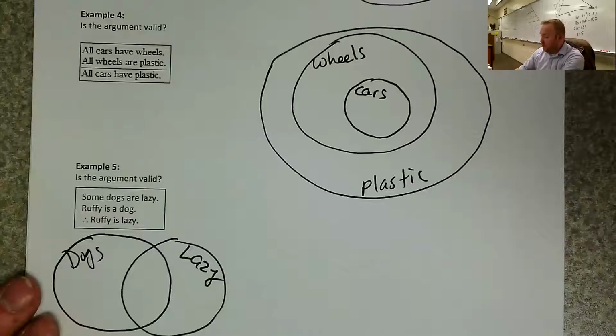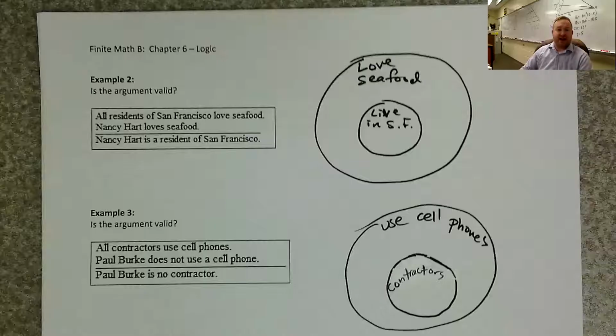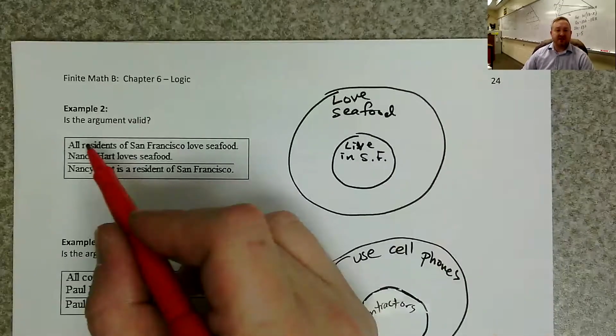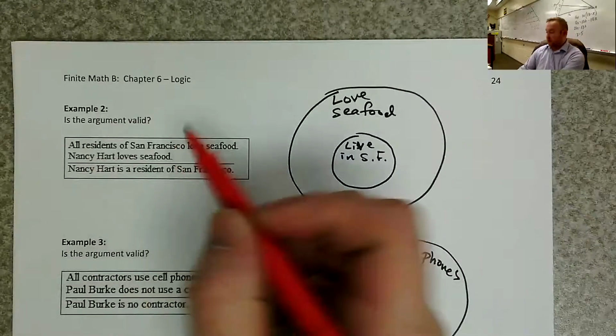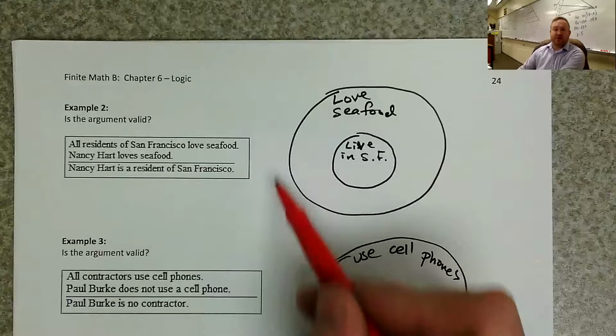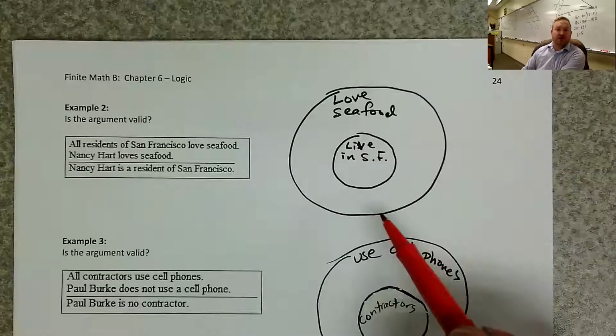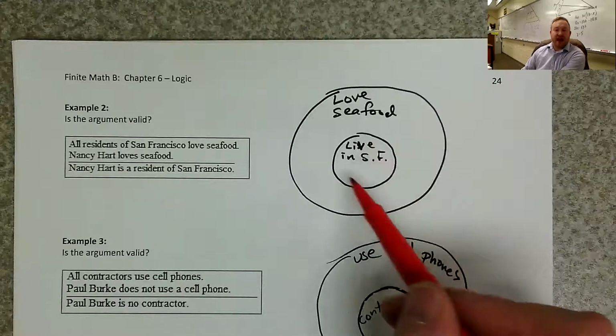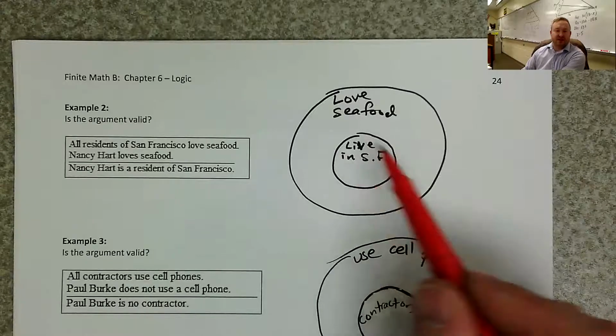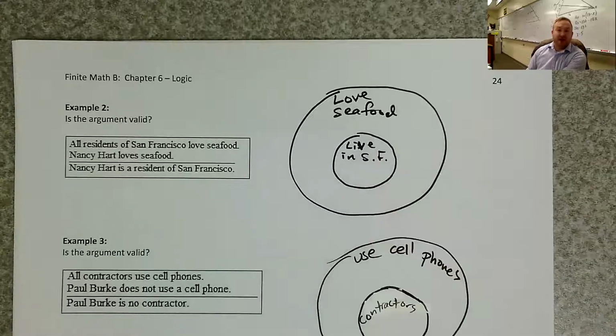Okay, I've got 4 more to look at here, and I've already got the diagram set up. All residents of San Francisco love seafood. So I have a whole big circle here for everybody in the world who loves seafood. You'll see that every person who lives in San Francisco is inside of that circle. Now, I will admit that that is a false premise. I'm pretty willing to bet that it is not true that every resident of San Francisco loves seafood.